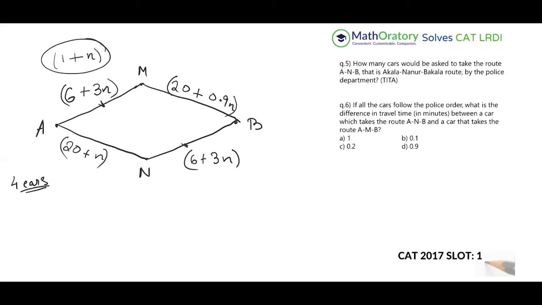So if I talk about car one, it can go either through A, M, B, or it could go via A and B. In whichever case, the total time will be the 6 plus 20, right? Either here 6 plus 20 or here we have 6 plus 20. So it doesn't really matter. So car one, I can just randomly allocate. So let me allocate it to A and B.